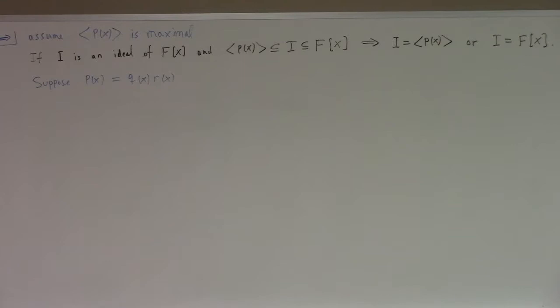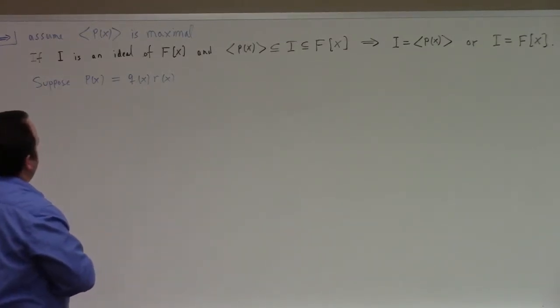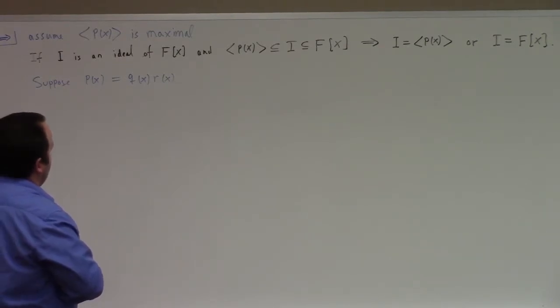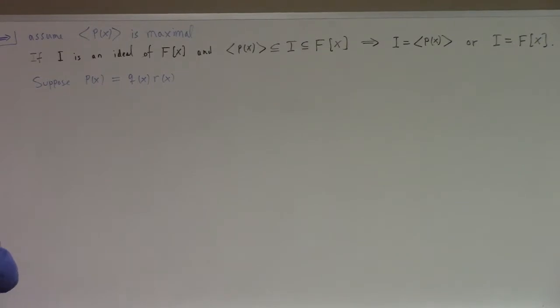The ideal generated by P of x is going to be between the ideal generated by Q of x and the whole ring. Maybe do a contradiction over R: suppose that the degree of one of those is positive, and then use it to construct an ideal maybe larger than the one generated by P of x. I don't know if that would work, but that's just something. Yeah.